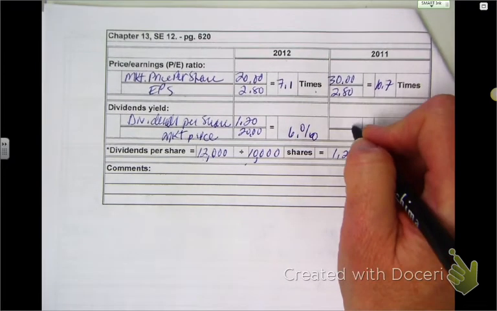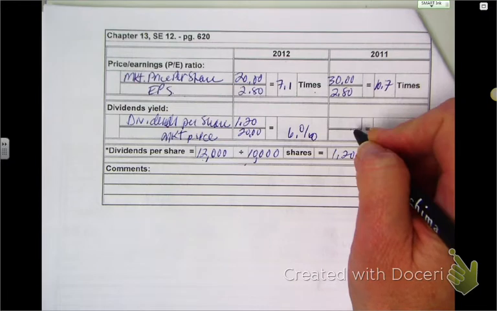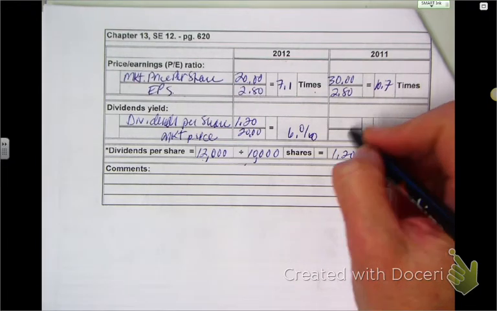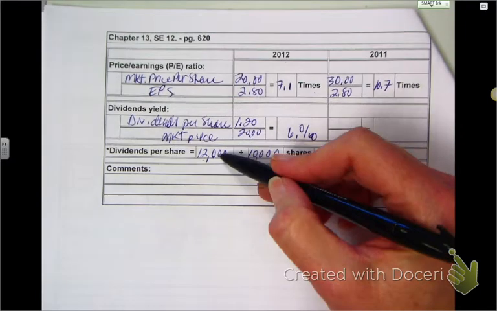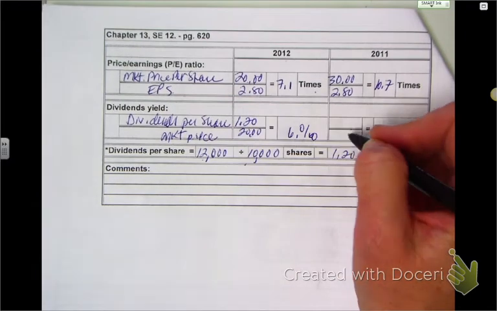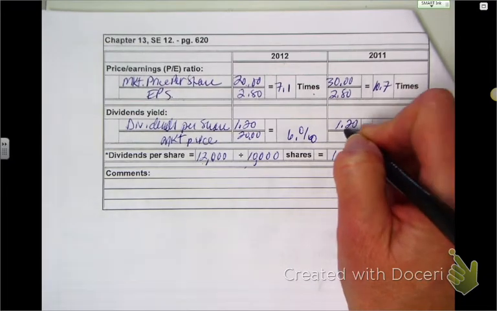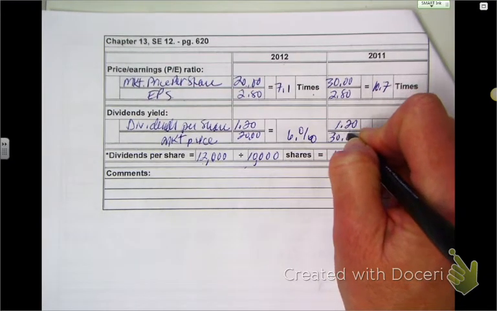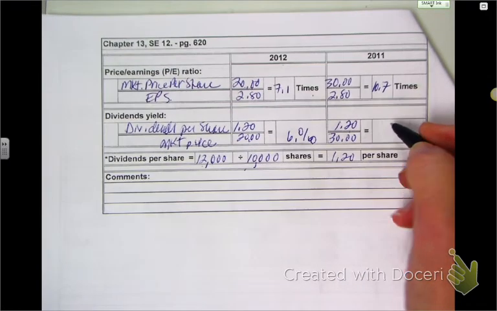And then for this same time period in 2011, they had similar dividend levels. They had issued the same level of dividends, $12,000, and had the same number of shares outstanding, so it was still $1.20. But in this particular year, they had a market price per share of $30, so a little bit higher.